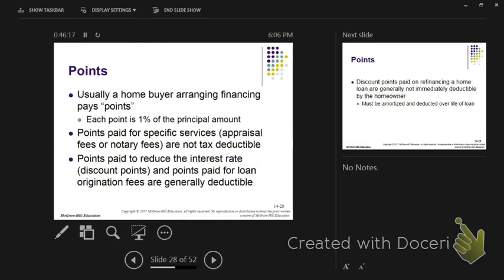Now points. We have not seen a lot of this lately because how have our interest rates been? Really, really low. And points are paid to lower your interest rates. So when interest rates are at a record low, you're usually not going to pay extra money to make them lower. You can. I guess that would make them even extra lower. But it's 1% of the principal amount. So if you're buying a $100,000 home, and your principal amount's $100,000, you're going to be paying $1,000 per point.